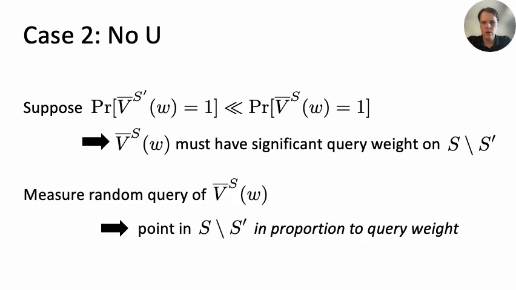So what we're going to do now is measure a random query of V bar making queries to S. And what this results in is that it will actually produce a point in S minus S bar in proportion to the query weight. But since points in S minus S bar are all light queries, the query weights are negligibly small. And this means that the points sampled through this process have high entropy.